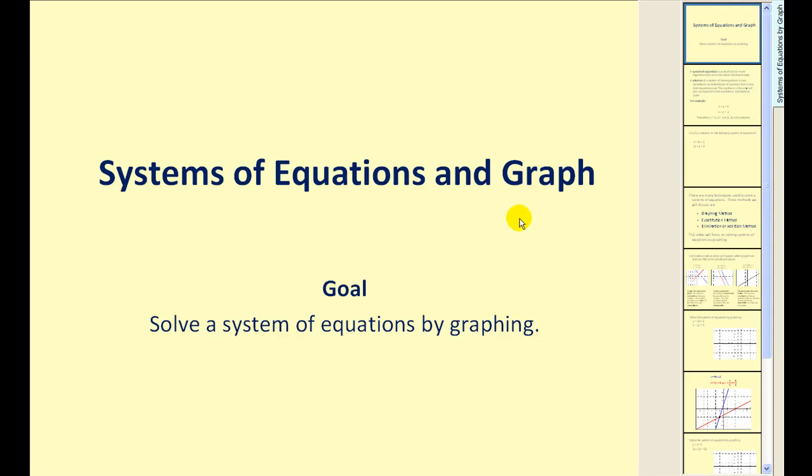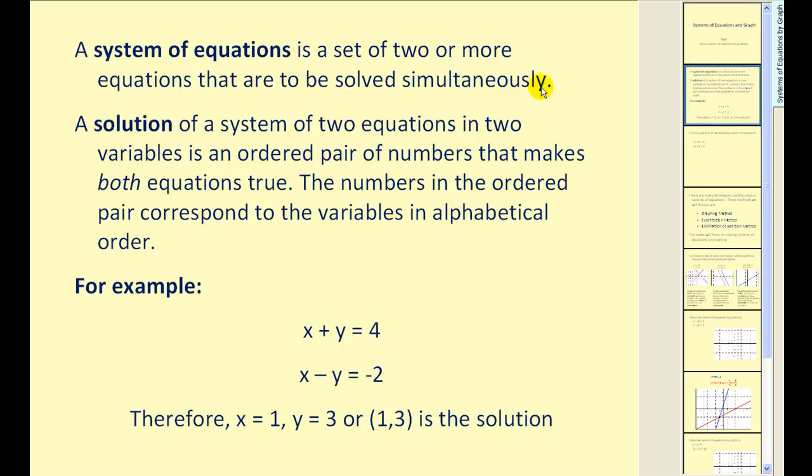Welcome to a video on solving systems of equations by graphing. A system of equations is a set of two or more equations that can be solved simultaneously. A solution to a system of equations in two variables is an ordered pair of numbers that makes both equations true. The numbers in the ordered pair correspond to the variables in alphabetical order.